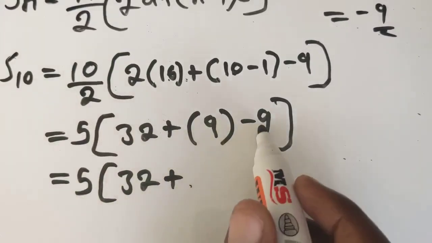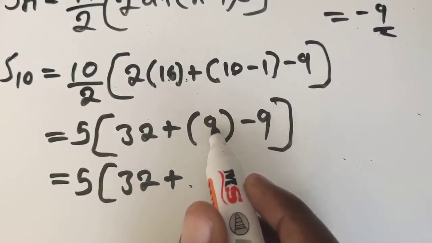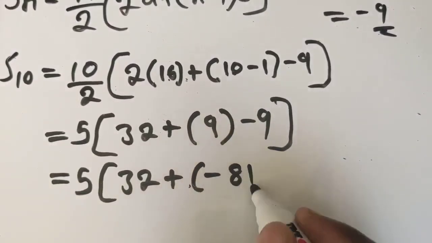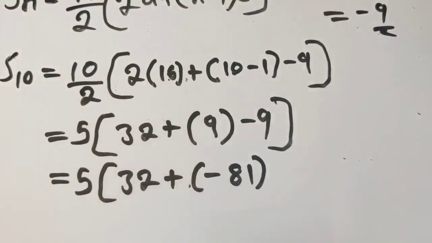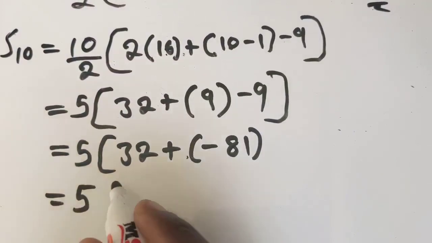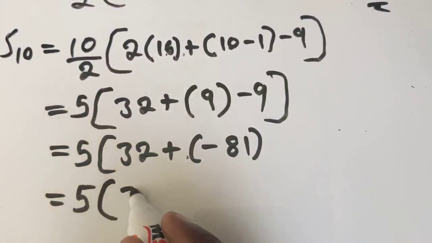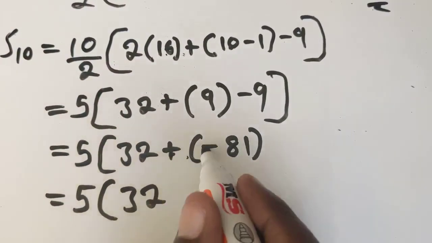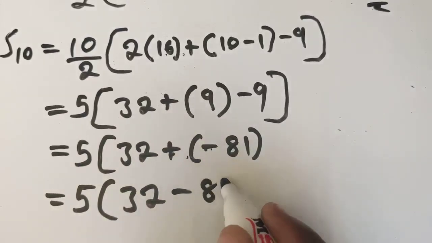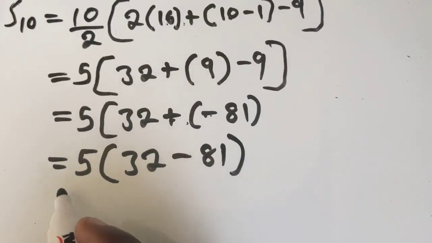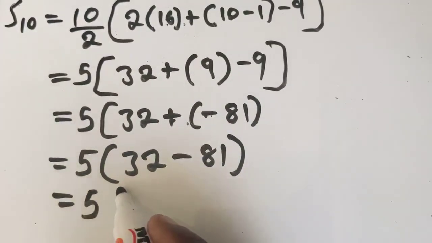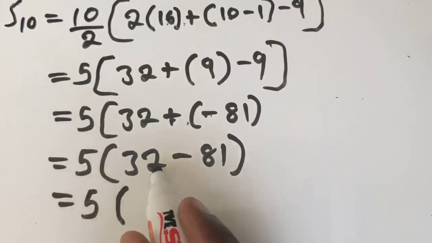Okay, so 9 times negative 9, you find that it is negative 81. Negative times positive is negative, so it becomes like this. As simple and straightforward as that, that is what you do. That is 5 multiplied by 32 minus 81.